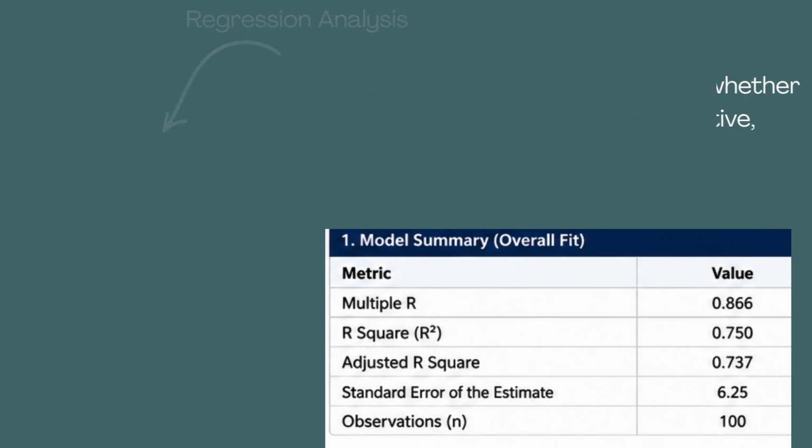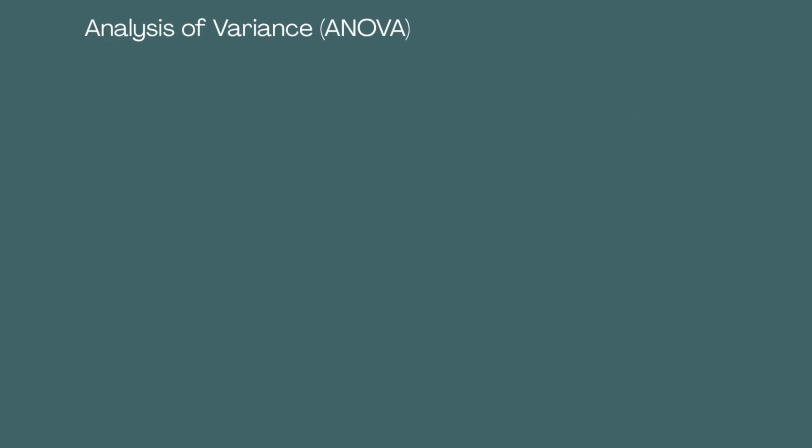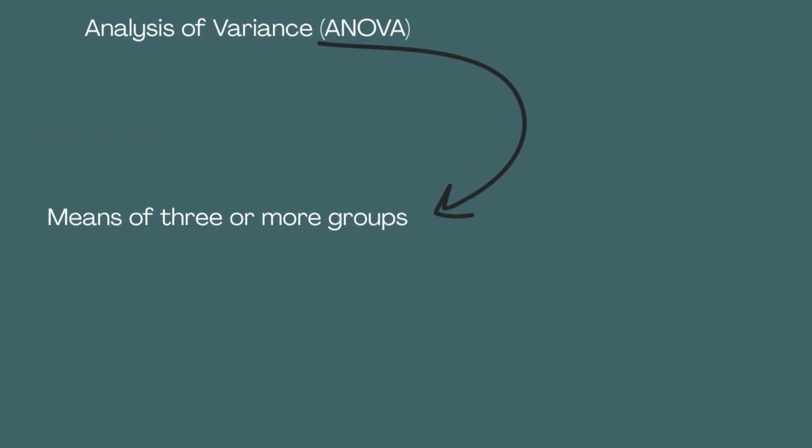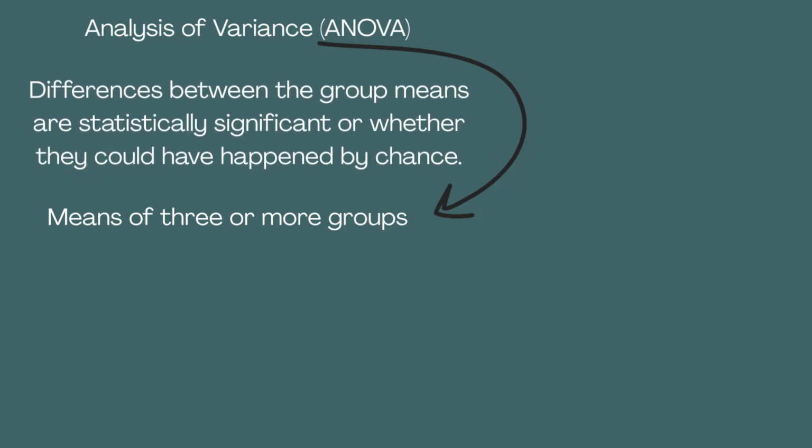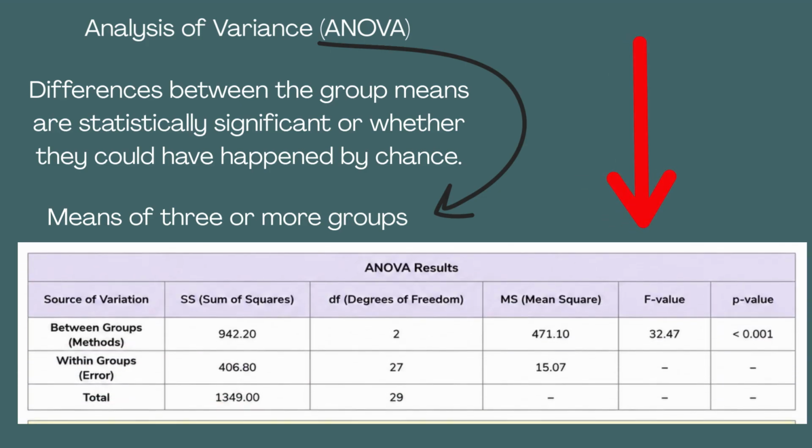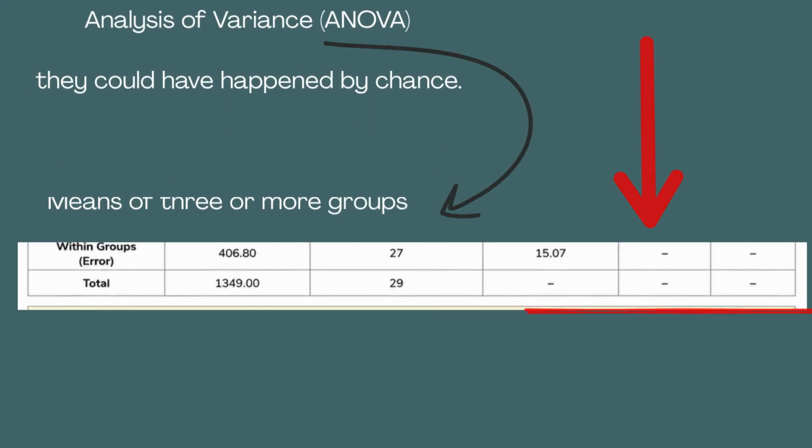Analysis of variance. Analysis of variance is used to compare the means of 3 or more groups. It helps researchers determine whether the differences between the group means are statistically significant or whether they could have happened by chance. The results usually include an f-value and a p-value. The f-value measures how different the group means are compared with the variation within the groups. The p-value tells you whether those differences are statistically significant.